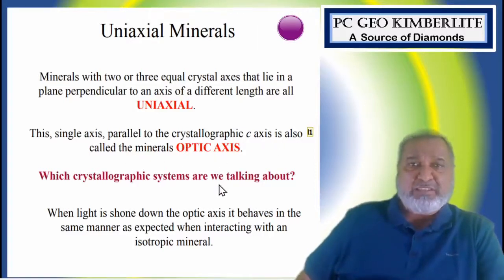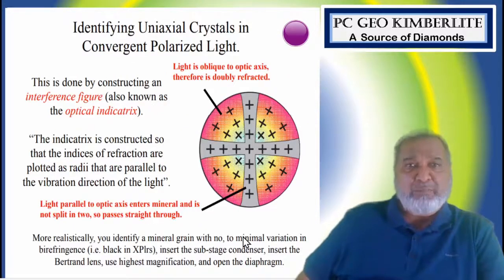Which crystallographic system are we talking about? When the light is shone down the optic axis, it behaves in the same manner as expected when interacting with an isotropic mineral. You can see that here. This is done by constructing an interference figure, also known as the optical indicatrix. The light is polarized and the mineral is doubly refracting, so you are going to get a uniaxial indicatrix.